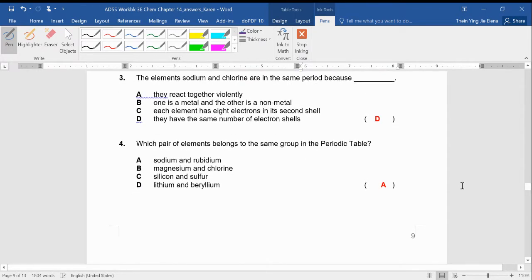Question 3. The elements sodium and chlorine are in the same period because elements in the same period have the same number of electron shells. Okay, that's the only reason. Same period has the same number of electron shells. Which pair of elements belongs to the same group in the periodic table? You just need to look at your periodic table and compare. Then you will find that sodium and rubidium are both in group 1.